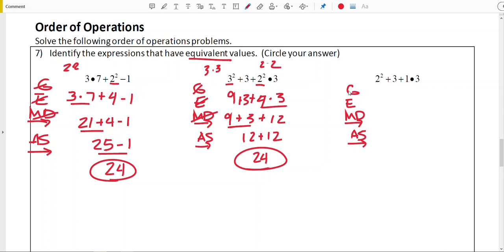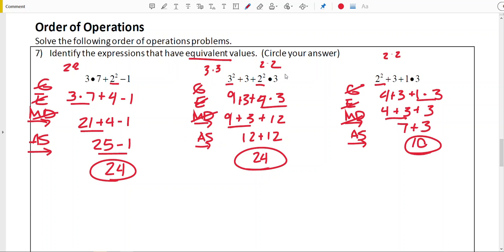Let's check. So I do not have any groupings. I do have an exponent right here, which would be 2 times 2, which is 4. Bring everything else down. I don't have any more exponents, but I do have multiplication. I have that 1 times 3 is 3. Bring everything else down. Now I have addition and subtraction because I'm done with multiplication and division. Work from the front. 4 plus 3 is 7. Bring the 3 down. And 7 plus 3 is 10.